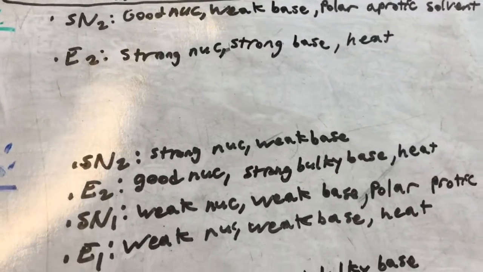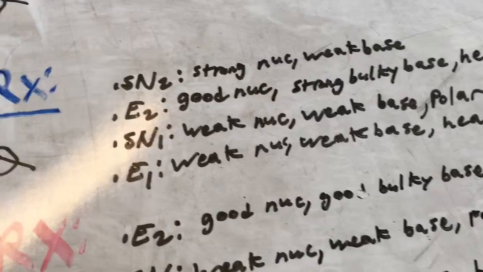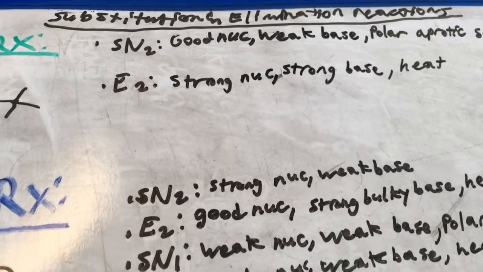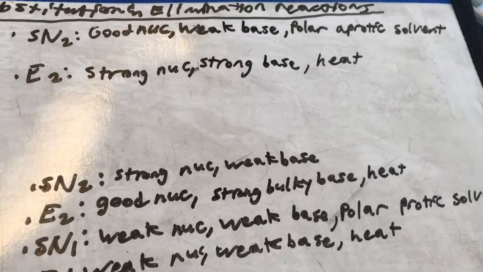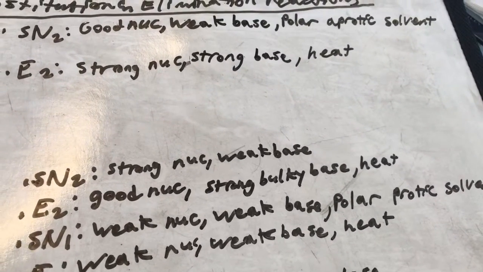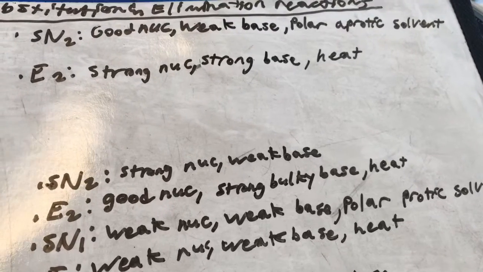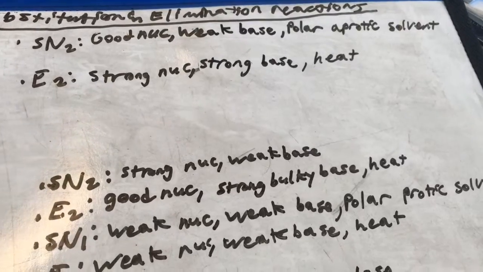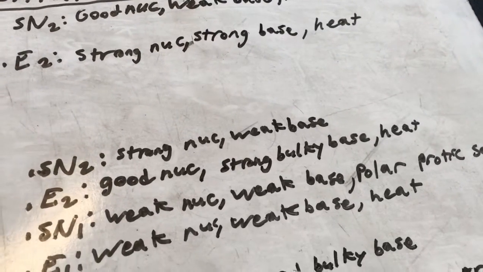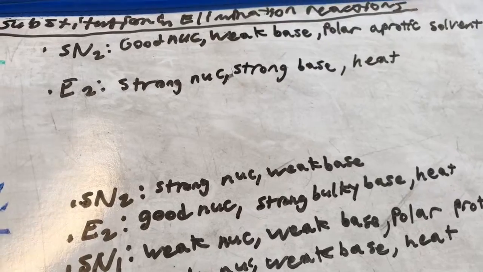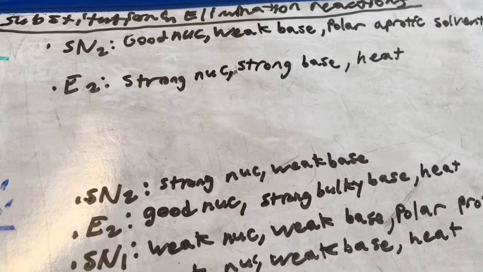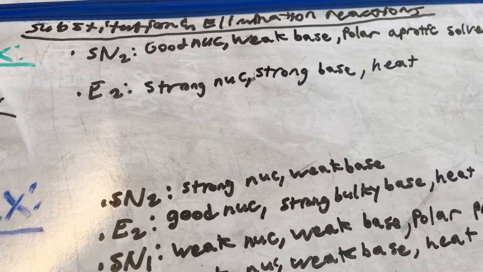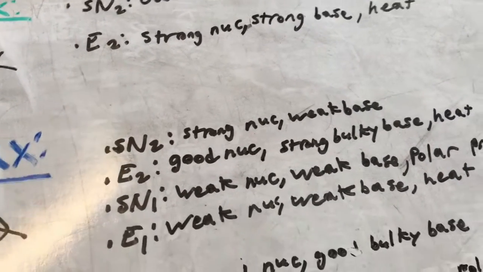When you have a primary alkyl halide, you can do either SN2 or E2. The requirements for these two are: SN2 occurs with a good nucleophile and a weak base in a polar aprotic solvent. And E2 occurs when you have a strong nucleophile and a strong base, and you have heat applied to it. I use good and strong interchangeably though, just so you guys know.